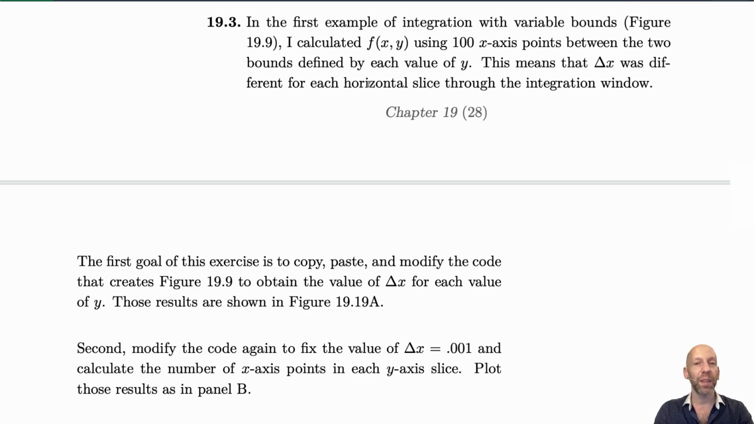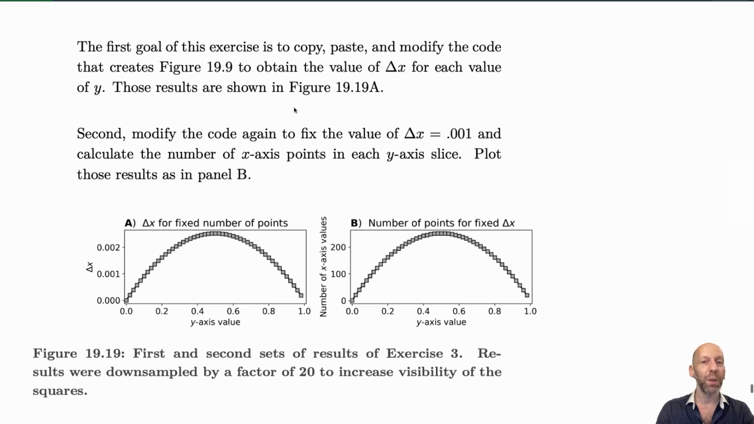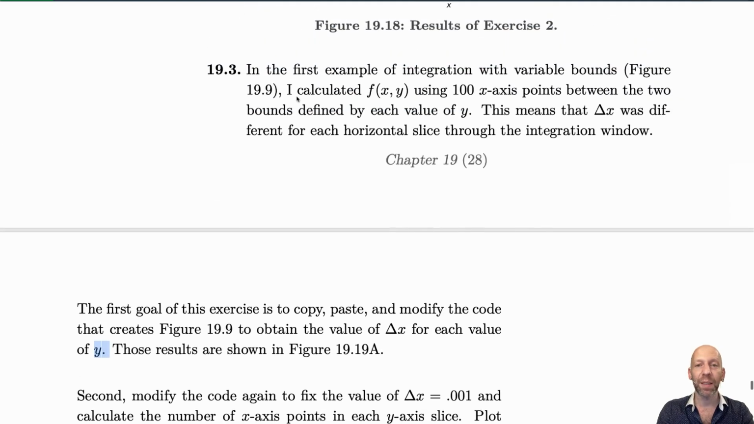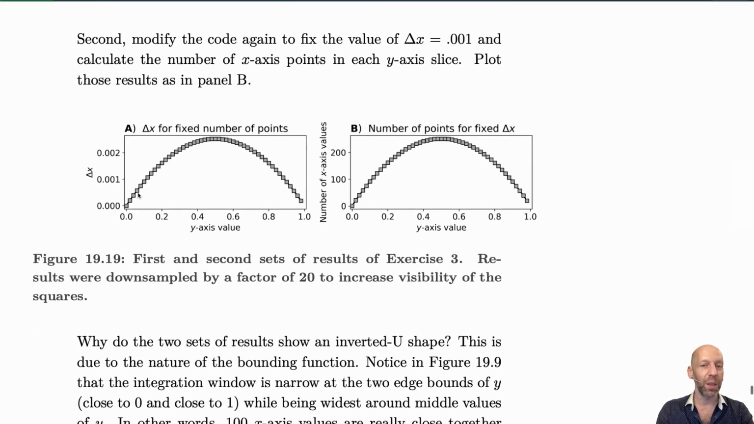The goal of exercise 3 is to explore exactly this concept that I just described, but more quantitatively. The first goal of this exercise is to copy, paste, and modify the code for figure 9. I was showing you figure 10, but figure 9 is the same thing, just without the labels on top. What I want you to do is calculate the value of delta x that you get for each value of y, assuming a fixed number of 100 x-axis points between the two bounds for each value of y. And that result is going to look like this.